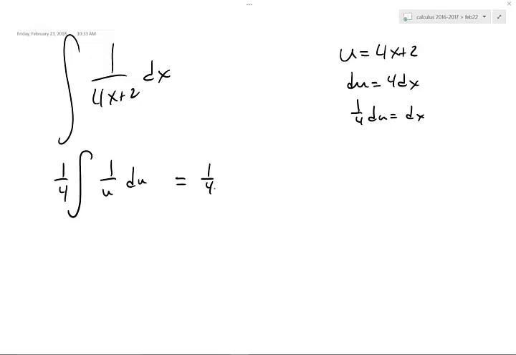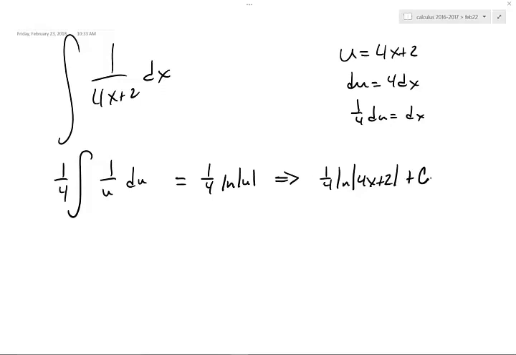So, natural log of u. Yes? But Mr. Grimm, there was no u to start with. That's right. So what are we going to do? We're going to resubstitute. ln of 4x plus 2 plus c. Voila. See? Si es bueno.